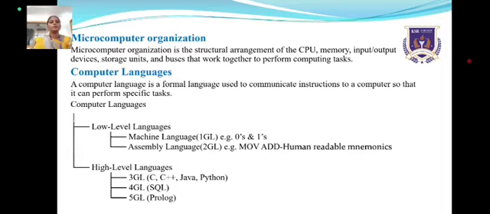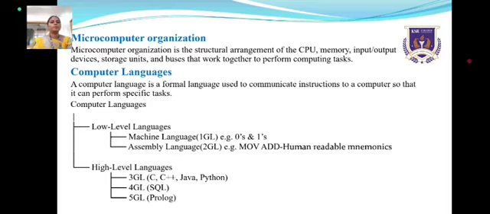Microcomputer organization. Microcomputer organization is the structural arrangement of CPU, memory, input-output devices, storage units, and buses that work together to perform computing tasks. Computer languages. A computer language is a formal language used to communicate instructions to a computer so that it can perform specific tasks. Computer languages can be classified into low-level language and high-level language.